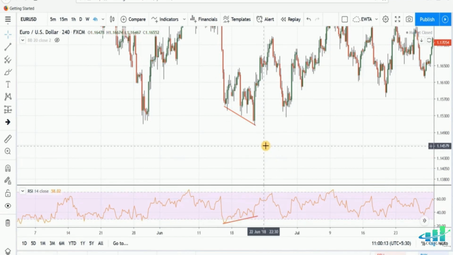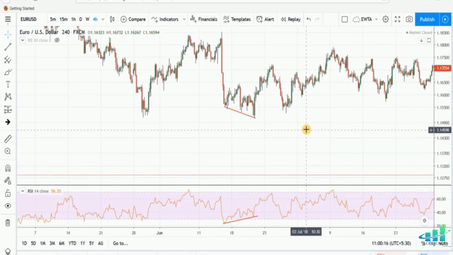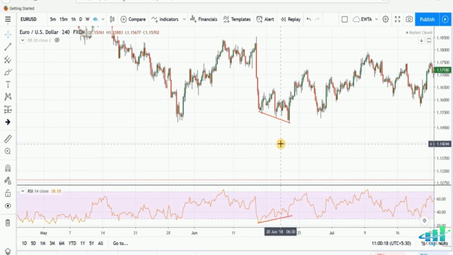So divergence is a very important concept, and I always use this concept while I trade stocks, and this is my favorite indicator because this is a leading indicator. RSI is an oscillator, but with the help of RSI we are getting early signals, that's why it is also called a leading indicator.